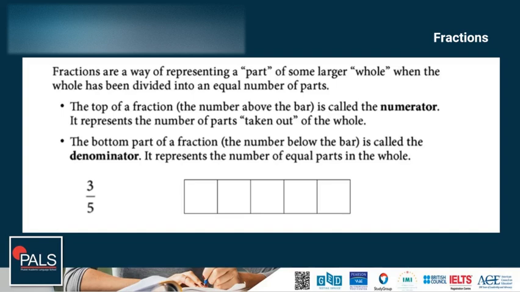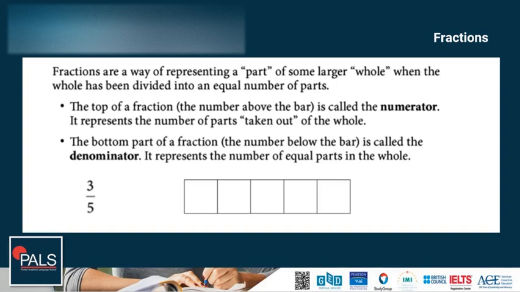Fractions are a way of representing a part of some larger whole when the whole has been divided into an equal number of parts. The top of a fraction, or the number above the bar, is called the numerator. It represents the number of parts taken out of the whole. The bottom part of a fraction, the number below the bar, is called the denominator. It represents the number of equal parts in the whole.